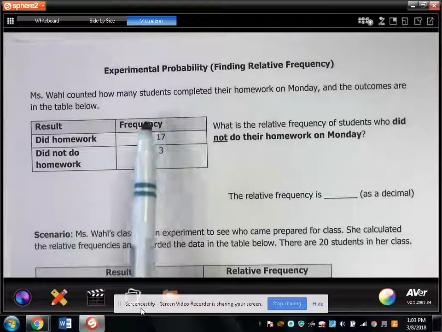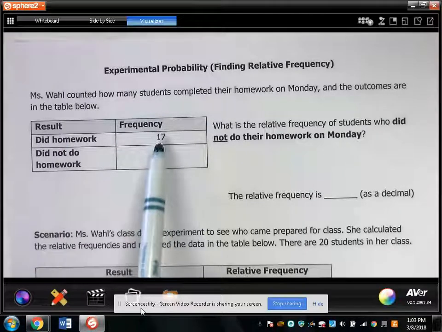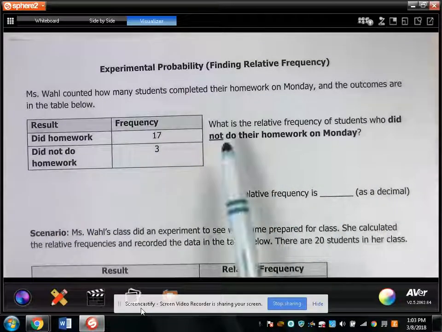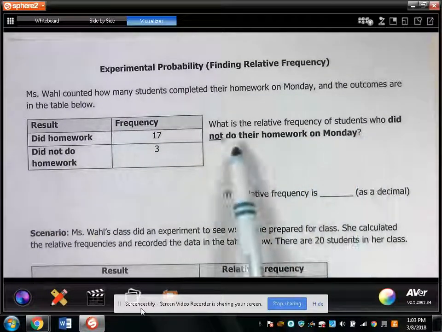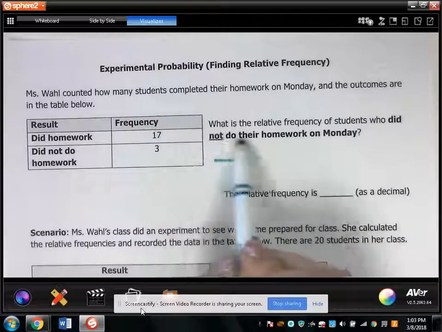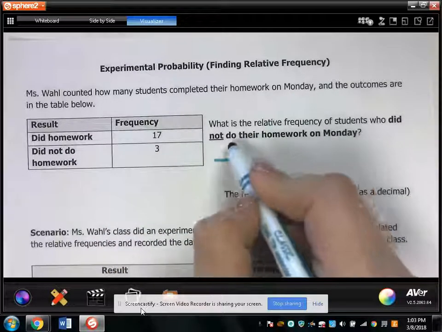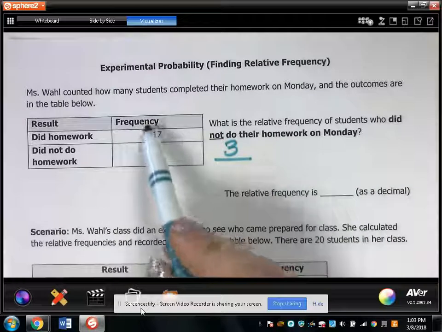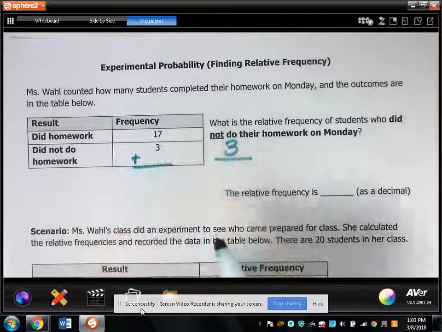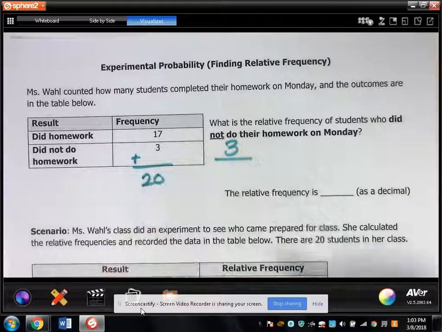So frequency means how many, so I counted. 17 students did their homework, 3 students did not do their homework. What is the relative frequency of students who did not do their homework? So all you do is you find out how many students did not do their homework, 3. And then you find out, well, how many students were there total? And to find that out, you have to add up all the students. There were 20 total students, so it was 3 out of 20.